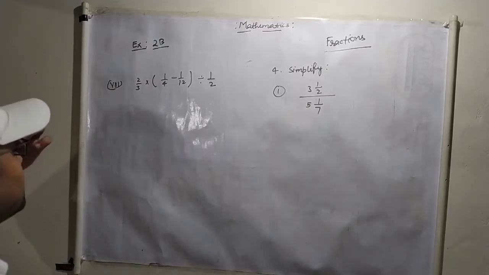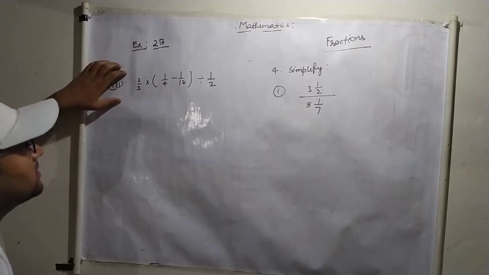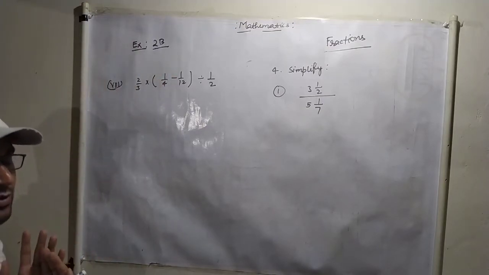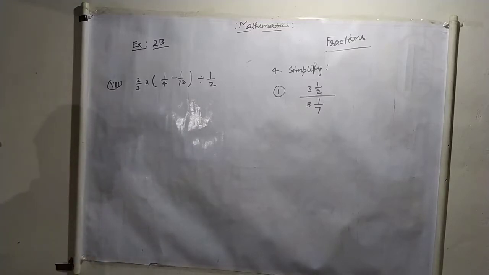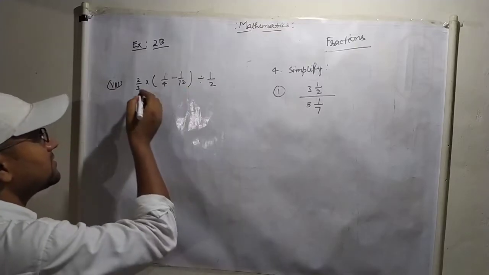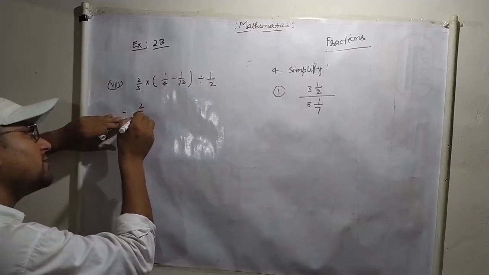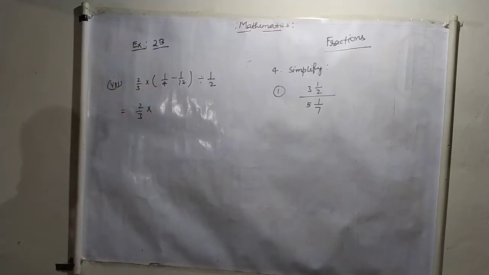Hello students, one more question I want to solve in this: question number 3, 8-1. It is the same as 6-1; 7th you can do yourself, and 8-1 I'm going to solve. So listen, 2 by 3 multiplication 1, and then solve this bracket. Then we are going to solve this bracket.